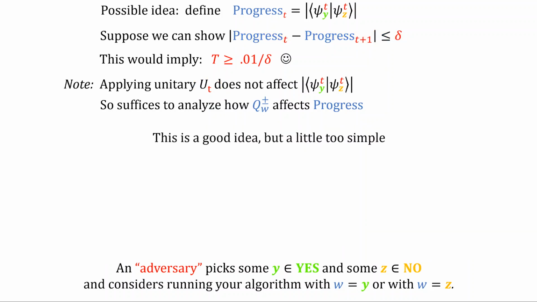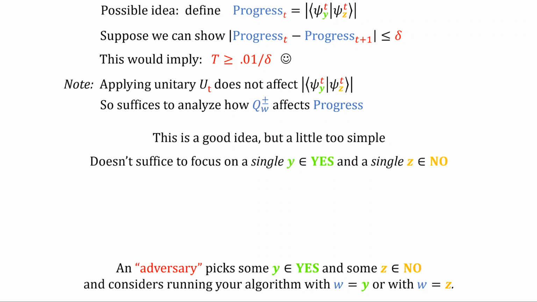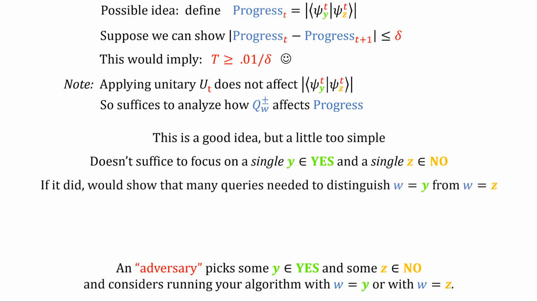So, as I said, this is a good idea, but it's not the final idea. This idea is a little bit too simple, and let me explain why. It's not enough to focus on a single string y in the yes set and a single string z in the no set. The reason for that is, suppose you could show all this and show the lower bound when you just focused on a single y and a single z. Well, what that would effectively show is that any algorithm that just gets this single y string correct and this single z string correct must require a lot of queries.